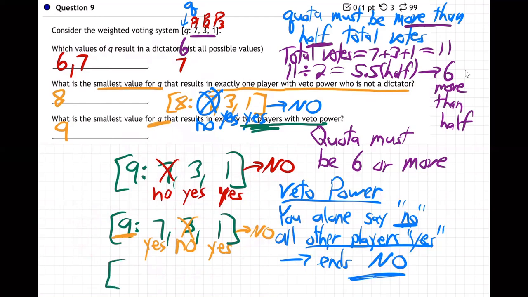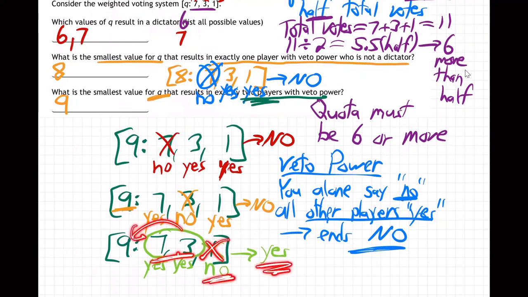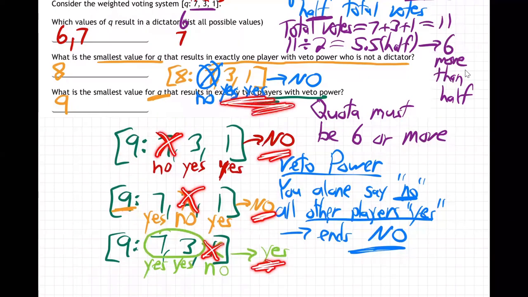Hey, wait a minute. Maybe the third player has veto power also. Let's check it real quick here. What if, in this situation, the third player says no, but the other 2 say yes? They have 10 votes, so it's a yes. It's still going to pass. So player 3 does not have veto power. Even though he says no, if the other people say yes, they have enough to pass it. So in the case where the quota is 9, player 1 and player 2 have veto power. Player 3 does not. So exactly 2 players have veto power when the quota is 9. And so there we go.